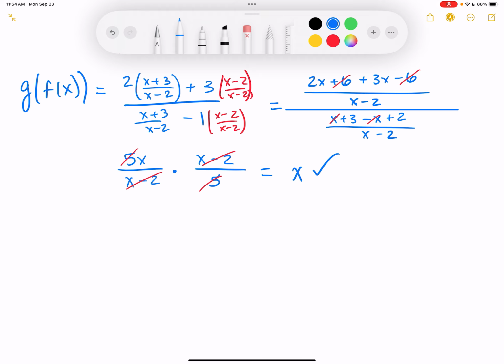At this point, I went through and canceled out the stuff that's just on each row that I could cancel. So 6 and negative 6 I could cancel. And then x and negative x I could cancel down here. And so on top I was left with 5x over x minus 2, which is what I wrote here. I went ahead and did the keep change flip. So I had the x minus 2 on top over 3 plus 2 is 5. Canceled x minus 2, canceled 5, and it was left with x.